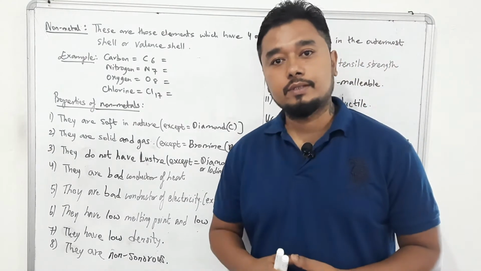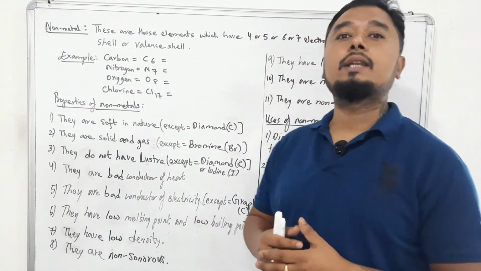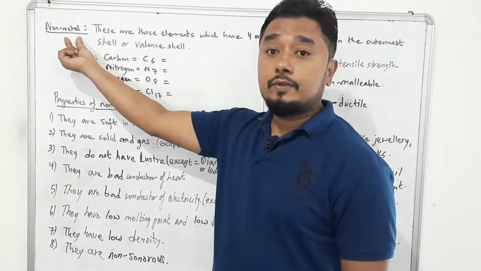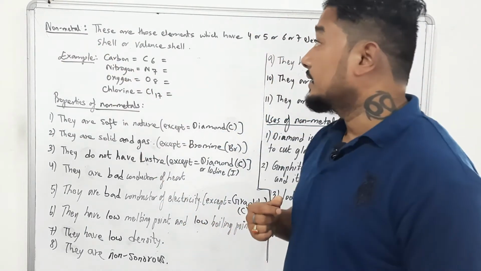Okay, some of the uses. There are many uses in the book, you can go through that. Some of the uses we're going to see today. So let us see the definition of non-metal first, though I have already told you about it.